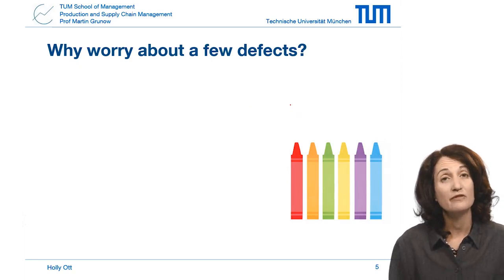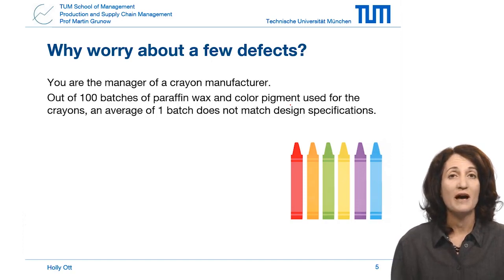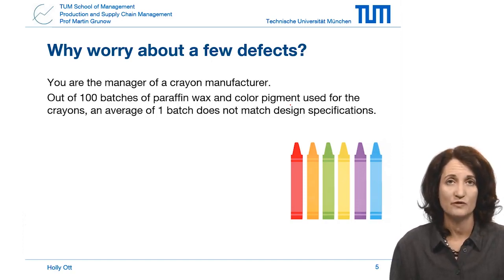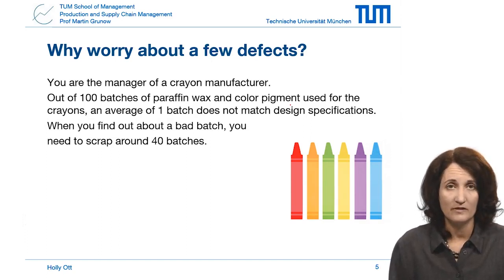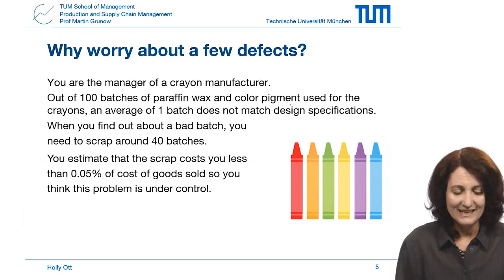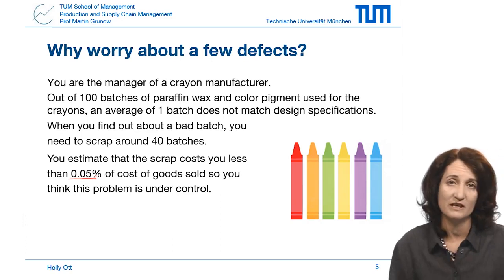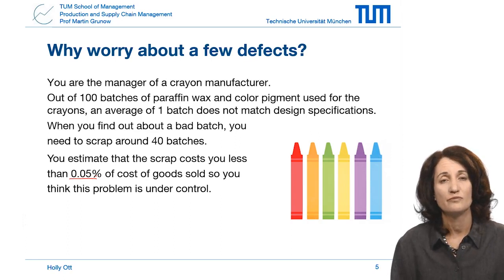Now, why worry about a few defects? You're the manager of a crayon manufacturer. Out of 100 batches of paraffin wax and color pigment used for the crayons, an average of 1 batch does not match design specifications. When you find out about a bad batch, you need to scrap around 40 batches. But you estimate that the scrap costs are very low. In fact, the scrap costs for these 40 batches are less than 0.05% of the cost of goods sold, extremely small. So you say the problem is under control.